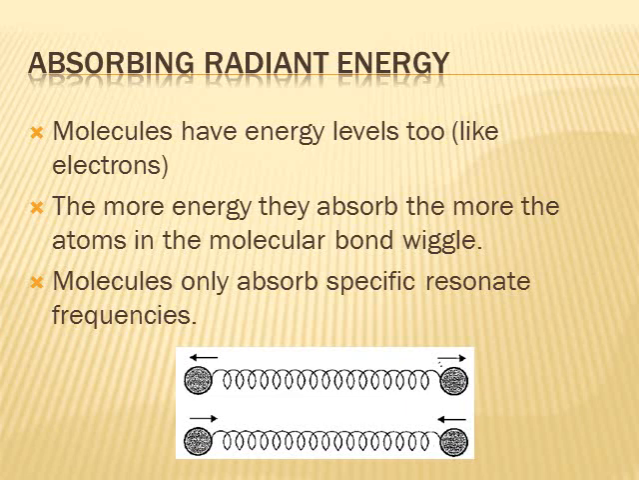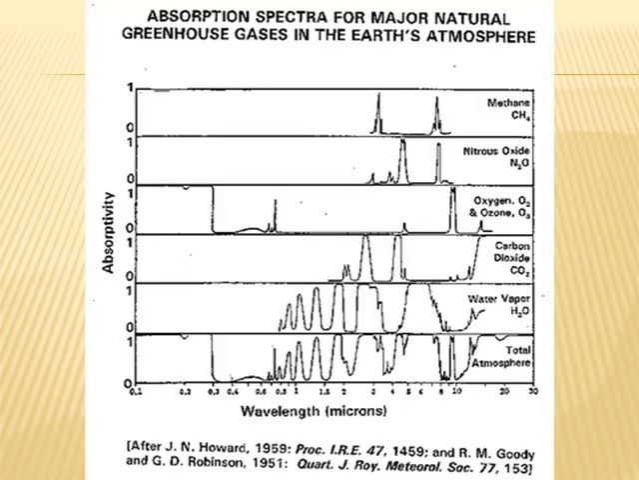Kind of like when you push a kid on a swing at the right frequency, the kid swings higher and higher. If you push at the wrong frequency, the kid wouldn't. This is a factor known as resonance. So similarly, the molecules will resonate with certain frequencies but not with others. The graphs here actually demonstrate this idea that certain gases or compounds will absorb certain wavelengths or frequencies of this electromagnetic radiation, but not others.